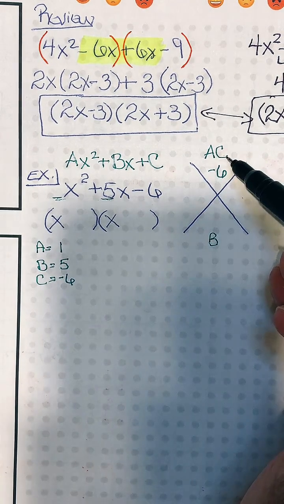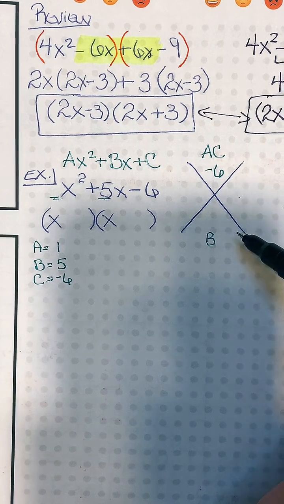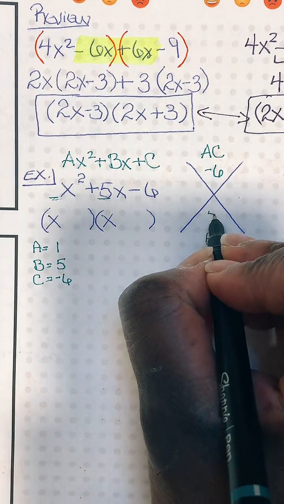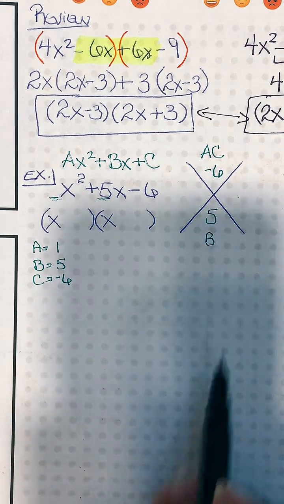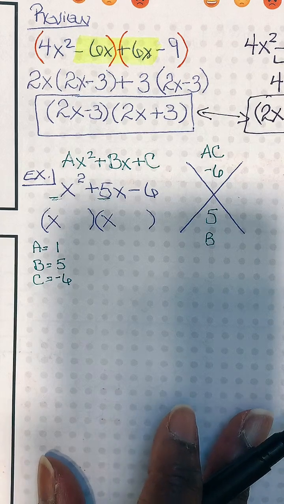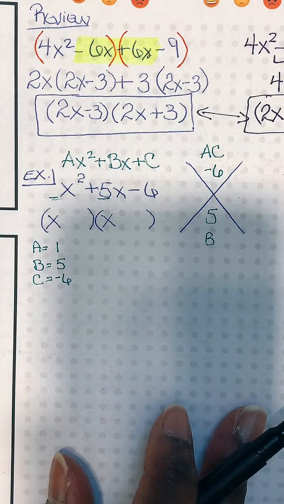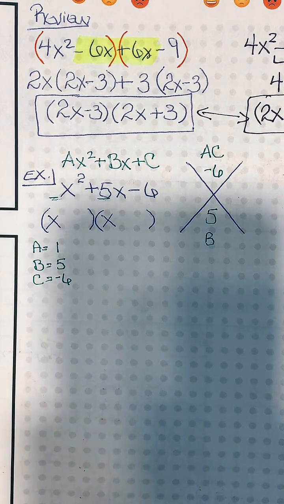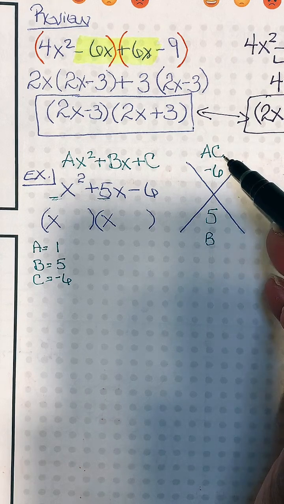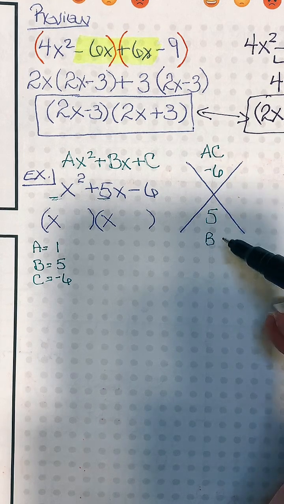Okay, is it usually put in those spots? Yes. My AC is always on top and my B is always on the bottom. And my B in this case is going to be 5. Okay, so it's always going to be in this pattern. It's never going to be switched up. Yes, it is a factoring method. How do you know to put the AC and the B? It's always going to be that way. AC always comes up here, and your B always comes here.